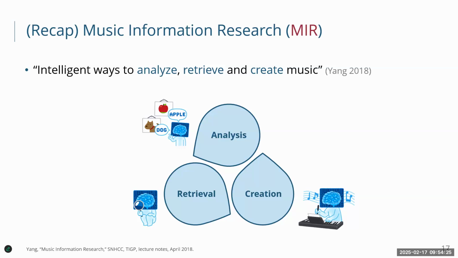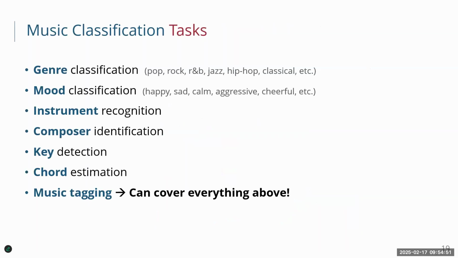So we would talk about analysis, creation, and retrieval. Those are pretty much the 3 main things about music information research. We will start with analysis. In our homework, it's basically doing note or instrument identification, or instrument recognition. That's one way to start with analysis. So today we will talk about music classification.